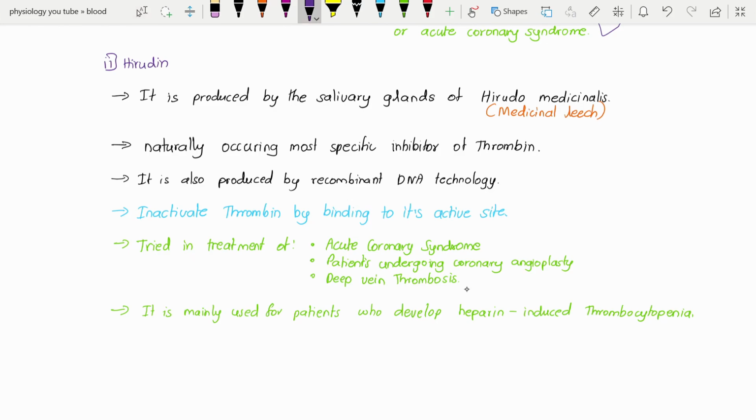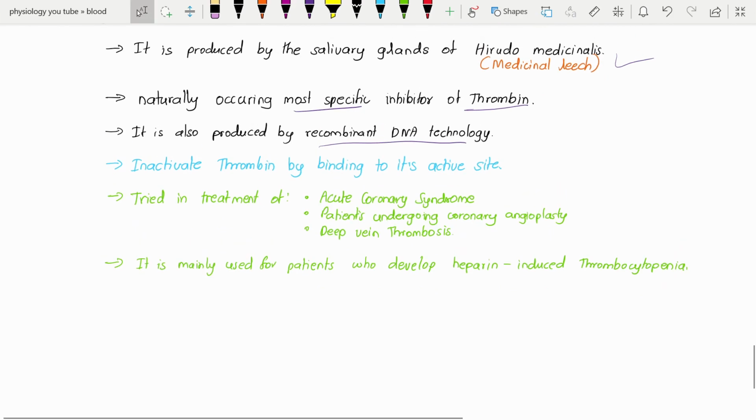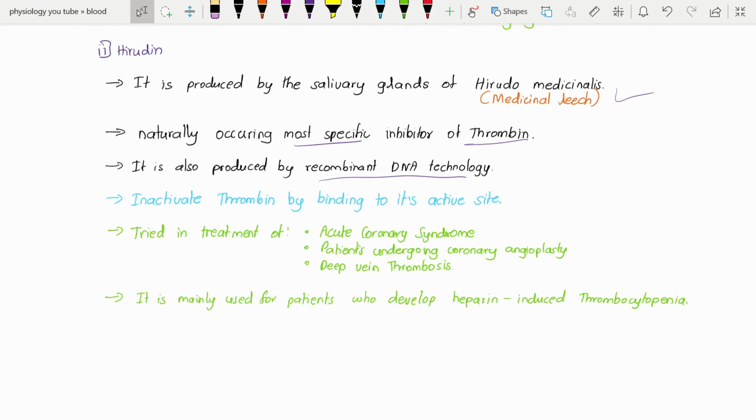Hirudin. You must have heard this word and you will remember it now. It is produced by the salivary glands of Hirudo, the medicinal leech. It is a naturally occurring and the most specific inhibitor of thrombin, so we need to note that. And thrombin is essential for blood coagulation. It is also produced by recombinant DNA technology, that's rDNA technology, so now it's commercially available. It inactivates thrombin by binding to its active site.